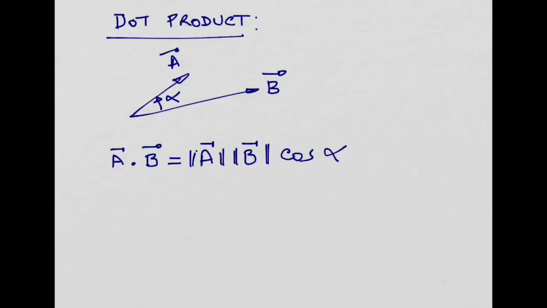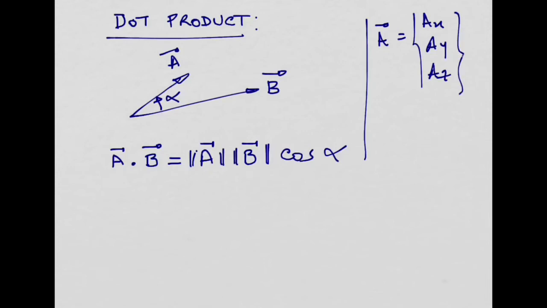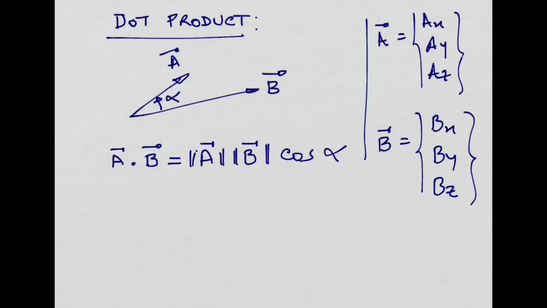There are other ways of doing this dot product. For example, if I say that my vector A is given by these components AX, AY, AZ, so I'm doing 3D now, and my vector B has these components BX, BY, BZ, I can do the dot product of A with B something like this.